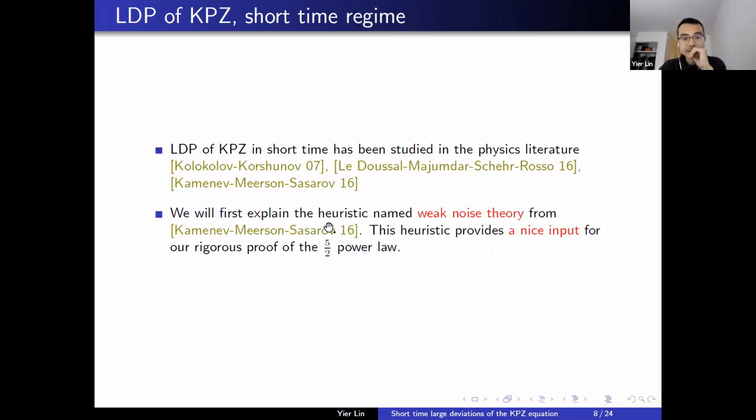Okay, before presenting our rigorous proof, we'll first explain the heuristic, which is called the weak noise theory, taken from the work of Kamenev, Meerson, Sasorov. The reason is, first, it's a very interesting heuristic, and the deeper reason is that it provides a very nice input for our rigorous proof of the 5/2 power law. So we'll first take a little bit of time to talk about this heuristic.